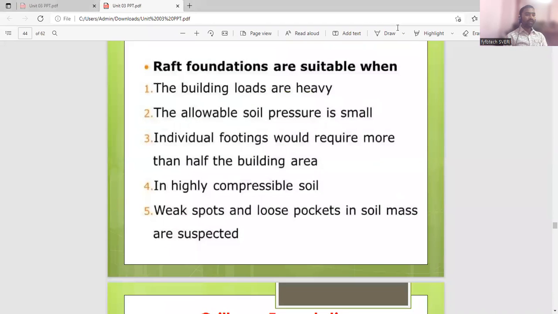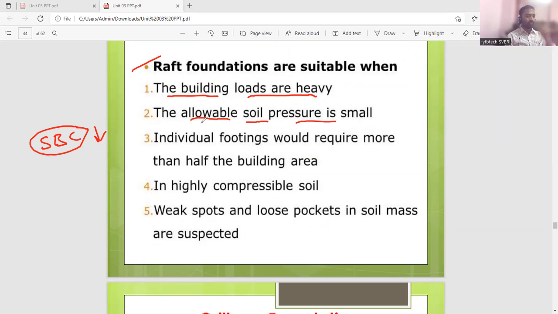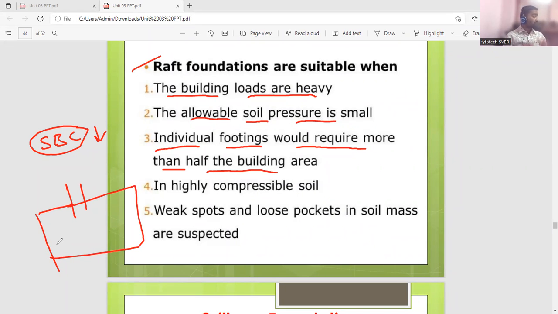Yes sir. When is it suitable? When I have to provide this raft foundation, the building load is very heavy. Building ka load bahut aa raha hai. Okay, at that time the allowable soil pressure is small. The soil has a very low SBC, safe bearing capacity. Then we have to provide mat footing. Individual footings would require more than half of the building area. Okay, if I provide footing for one column, the footing is this big. In that case it is getting more than half of the area, so in that case we have to go for the raft foundation.